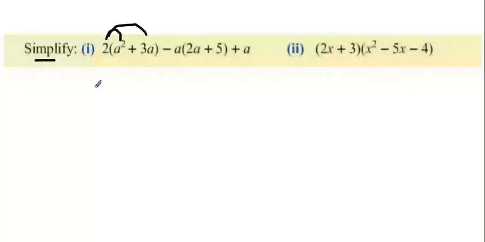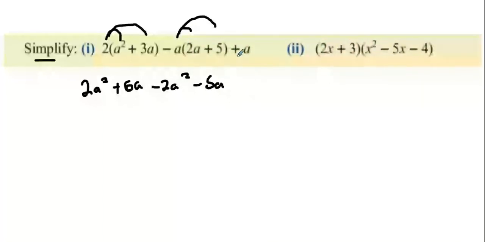You've got to multiply out the brackets first, so you get 2a squared plus 6a. And then take away minus 2a squared. Minus a multiplied by 5 is minus 5a. And then plus 1a at the end. Okay, the 2a squared cancel, and you get 6a.